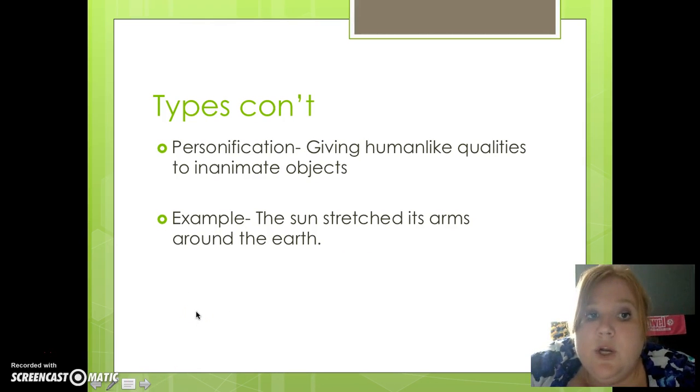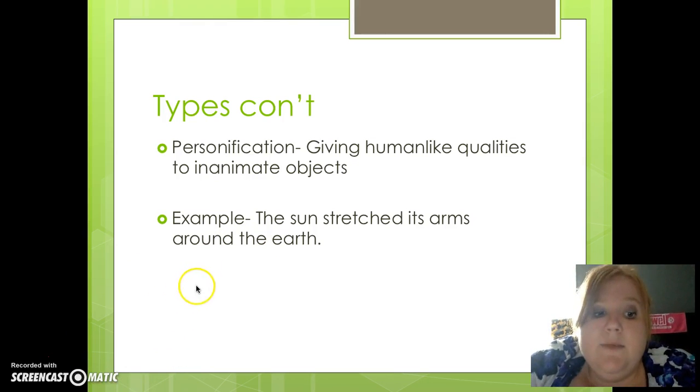And finally, we're going to look at personification. This is giving human-like qualities to inanimate objects. For example, the sun stretches arms around the earth. All of these should be review for most of us, but the main point here is actually using figurative language not only when you're reading, but when you're writing to make your writing more spicy and make it more creative.